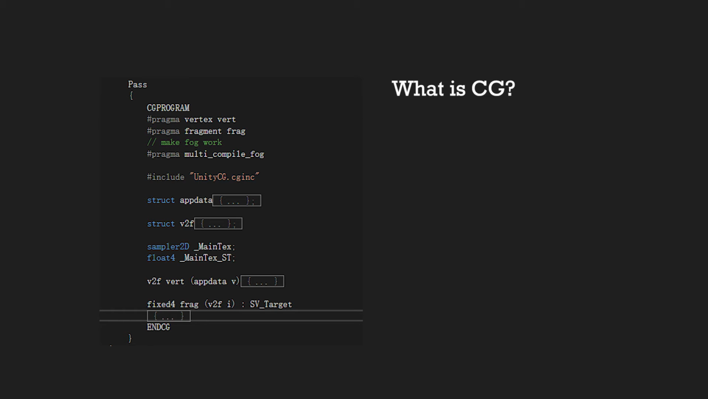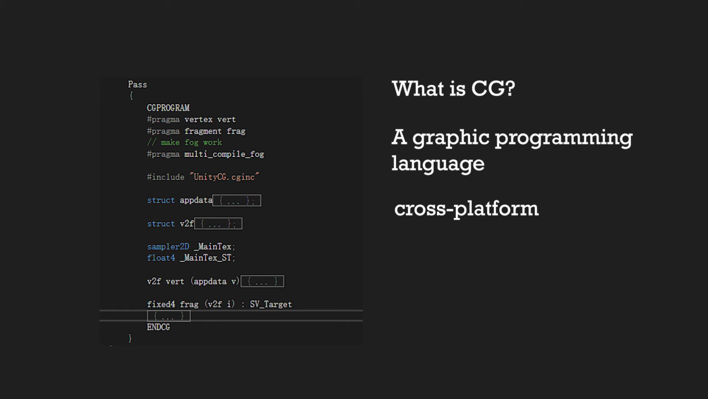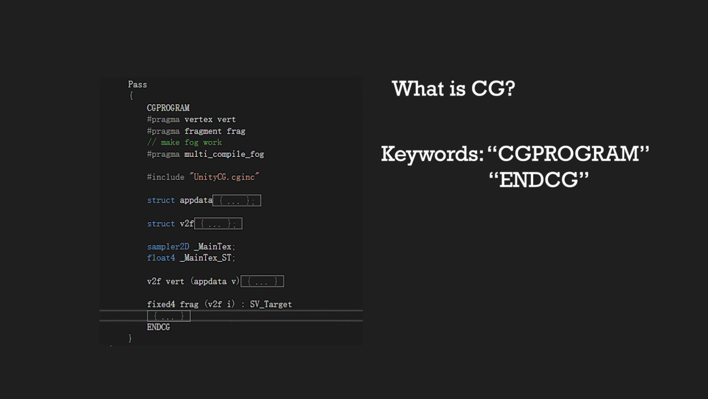So, what is CG? CG is developed by NVIDIA in cooperation with Microsoft. It aims to provide developers with a convenient, cross-platform, good compatibility, high-level language for controlling programmable graphics hardware. The grammatical structure of the CG language is very similar to that of the C language. Therefore, Unity specifically declares two keywords, CGPROGRAM and ENDCG, in the ShaderLab grammar.